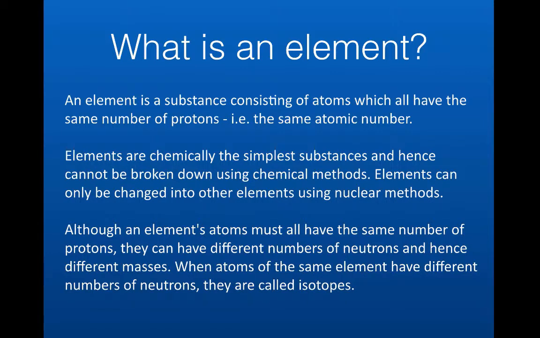Although an element's atoms must all have the same number of protons, they can have different numbers of neutrons and hence different masses. When atoms of these elements have different numbers of neutrons, they are called isotopes.